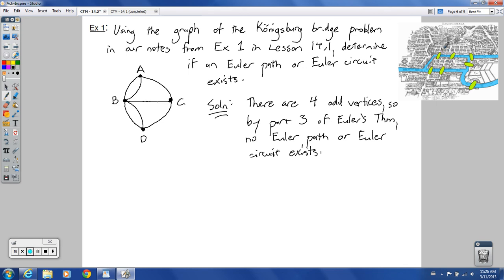Could we start somewhere, walk across each bridge exactly once, and then end up either back where we started, that would be a circuit, or at the very least not go over a bridge more than once.